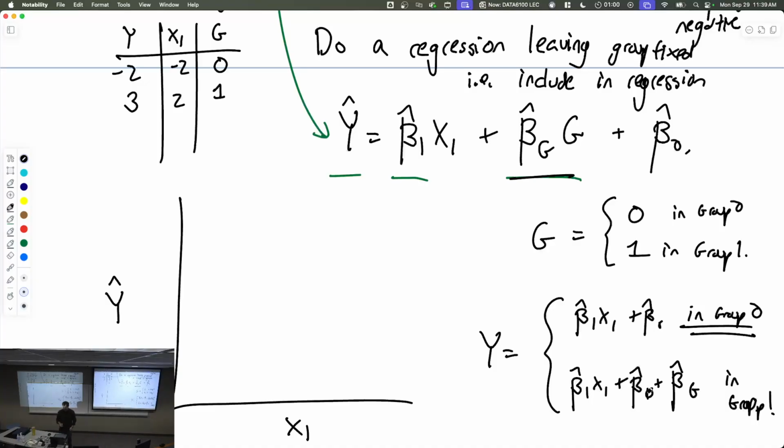Okay. So you can think about it, because G is either 0 or 1, this term, beta hat G, is either there or not, and therefore you can have it this way. Okay, so what will that look like? Well, there's two lines. The two lines actually must have the same slope. The only thing that is different is their offsets, their intercepts. So one of them is like this.